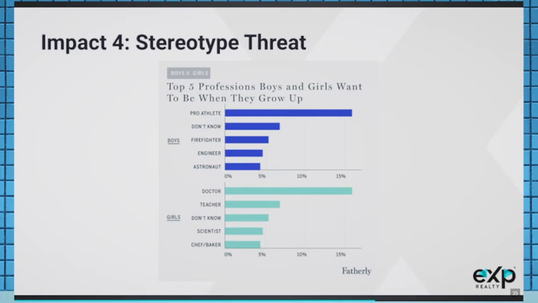Looking at the stereotype threat here, these are the top 5 professions boys and girls want to be when they grow up. For boys, it's pro athlete, firefighter, engineer, and astronaut. For girls, overwhelmingly, it's doctor, teacher, scientist, and chef. So we see where that impacts all of us.